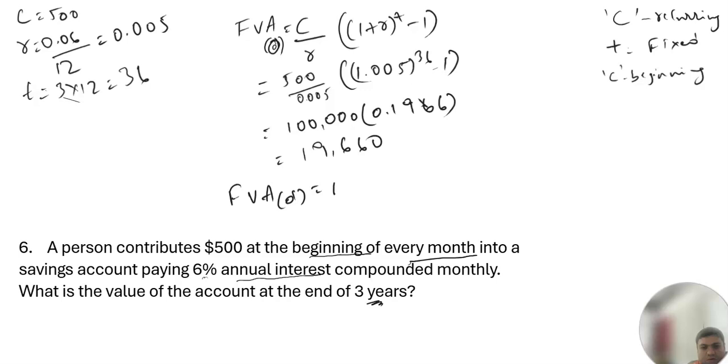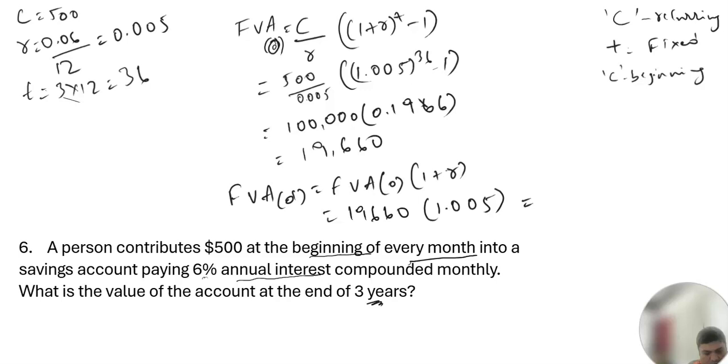Future value of annuity due is future value of annuity ordinary into 1 plus R. So that is 19,660 into 1.005. So you will be getting 19,758.3. So this is the final amount.